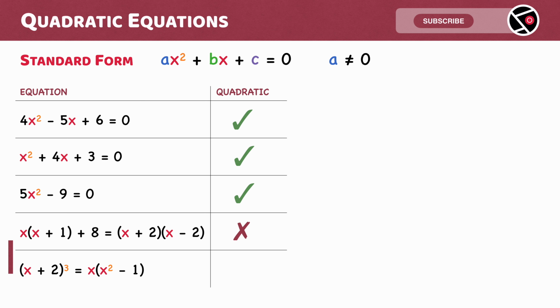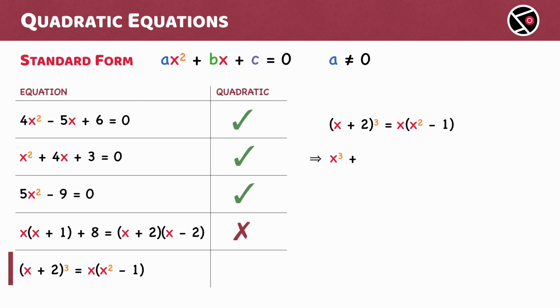Next, we have x plus 2 cube equals x square minus 1. Is this a quadratic equation? Pause the video and give it a try. We start with the given equation. X plus 2 cube equals x square minus 1. We will simplify it to make the right hand side 0.